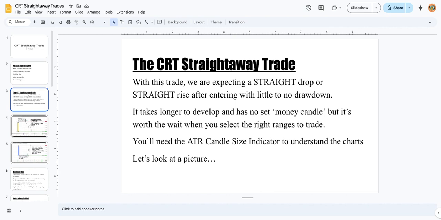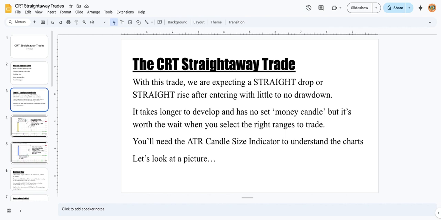Now, the catch with this is that it may take longer to develop, as it has no set money candle. If you don't know what I'm talking about when I say money candle, check the video in the description, which talks about the candle range theory in detail. In essence, it's just a candle that pokes above a candle's range and then closes back inside of it. But it is worth the wait when you select the right range for the trade.